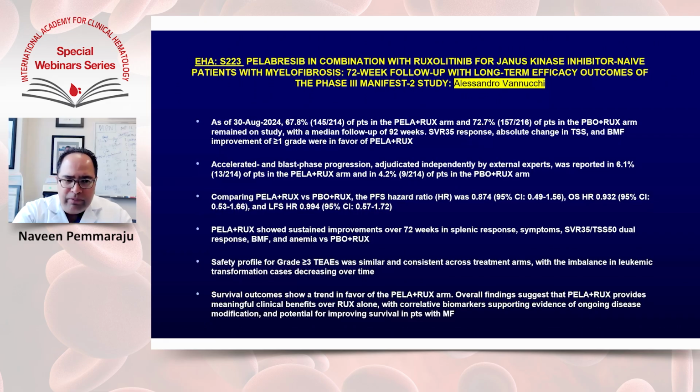So overall conclusions from this longer follow-up, survival outcomes continue to show a trend in favor of the Pela-Rux combination. Overall findings suggest that the combination provides meaningful clinical benefits over Rux alone, and they have correlative biomarkers continuing to support evidence of ongoing disease modification. Again, as we started at the top of the hour, we're trying to go for results beyond JAK inhibitor monotherapy. So can you combine a new drug, such as this one, and get deeper and better spleen responses, more symptom improvement, and make it worth it? Can you get more patients to transplant? Can you have patients who live longer? These are the questions we need to answer.